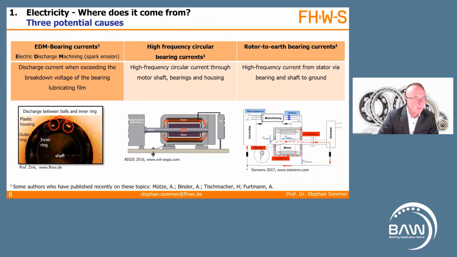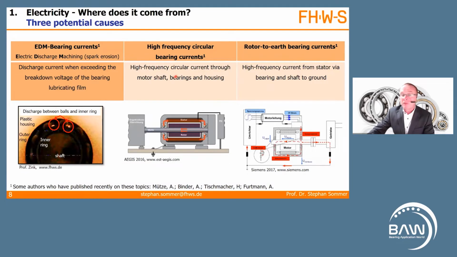To sum it up, there are three potential causes. EDM bearing currents, electric discharge machining, spark erosion, like we know from tool making. It is a discharge current when exceeding the breakdown voltage of the bearing lubrication film. Here's a little picture of Professor Sink, who is also in this bearing application world. Here is a shaft, the inner ring, the outer ring, and the plastic housing. In between there are the balls, and at the balls we have a discharge between balls and the inner ring. We put an electric voltage on the shaft, and this is what happened: discharge at the balls.